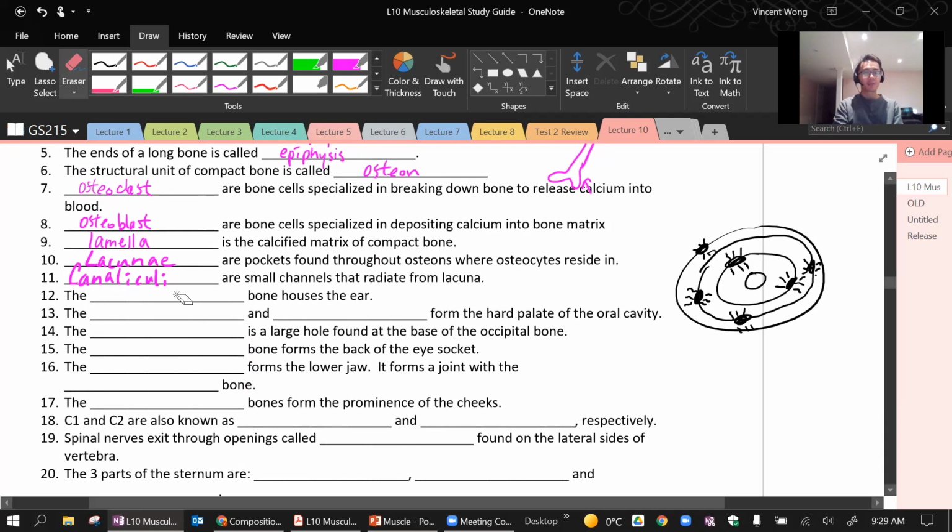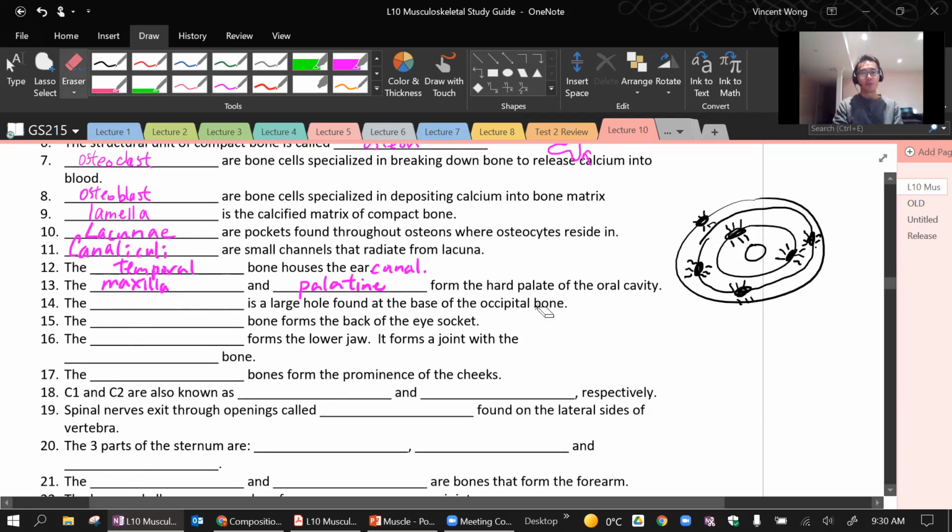The something bone houses the ear. That is the temporal bone. Houses the ear canal, I should say. The maxilla and palatine form the hard palate of the oral cavity. We saw that earlier in the 3D model.